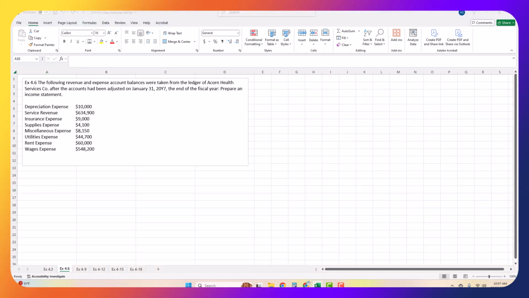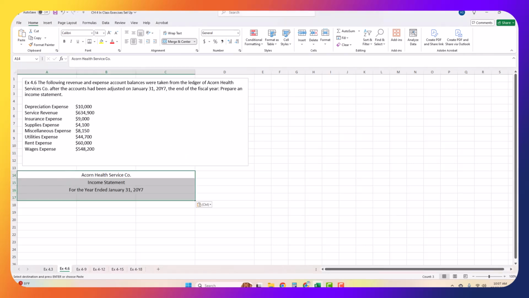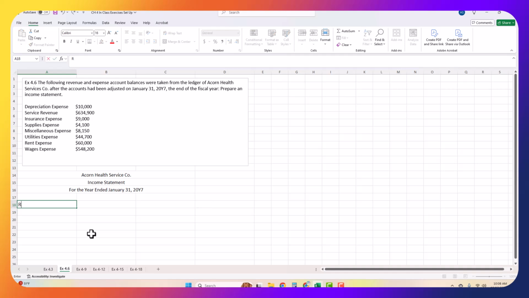All right, so we're going to label the statement Acorn Health Service Company income statement, January 31st, 20Y7. These are out of order. We're going to have to determine what is revenue and what are expenses. So I'm looking down here. We have depreciation expense, service revenue, that's revenue, right? Insurance expense, miscellaneous expense, supplies expense, utilities expense, rent expense, and wage expense. All right, so we only have one revenue account.